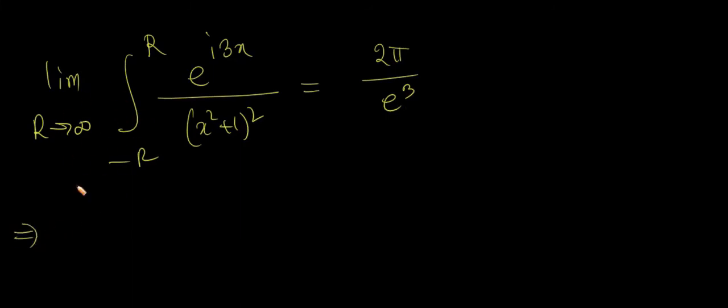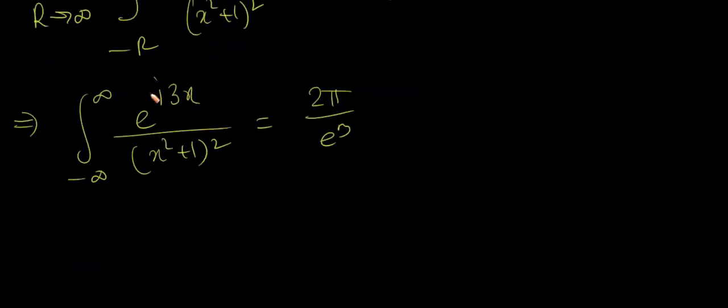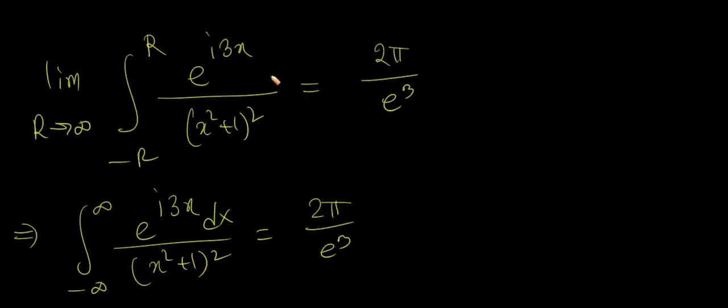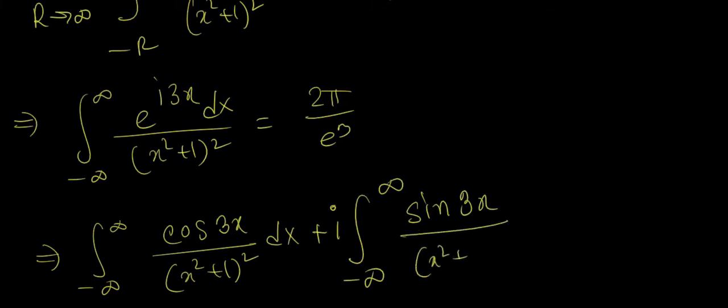And now you use this limit, this will just give you the integral from minus infinity to plus infinity of e to the power i3x over (x square plus 1) whole square is equal to 2 pi by e cubed. Now you decompose this e to the power i3x into sines and cosines, and you will have cosine 3x divided by (x square plus 1) whole square dx. Obviously there should be a dx over here as well. I didn't write it. Bad habit. And here you'll have an i, the imaginary part, and you'll have sine 3x divided by (x square plus 1) whole square is equal to 2 pi by e cubed.